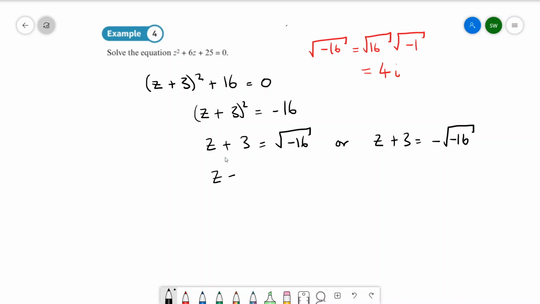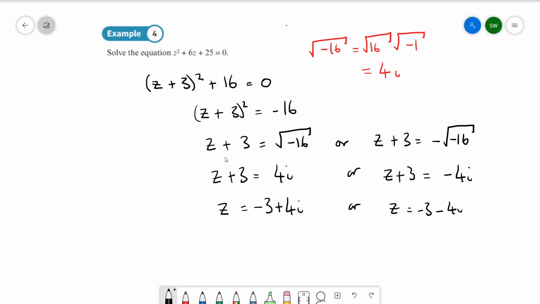So actually we know that z plus 3 is equal to 4i, or z plus 3 equals minus 4i. So we're going to get our two solutions, take away 3 from both sides: z equals minus 3 plus 4i, or z equals minus 3 minus 4i.